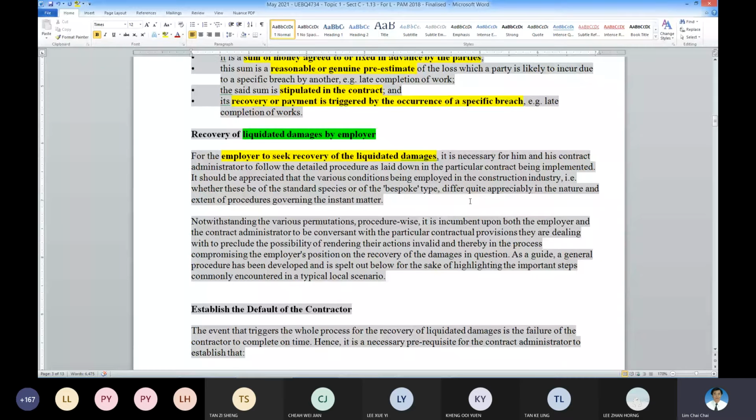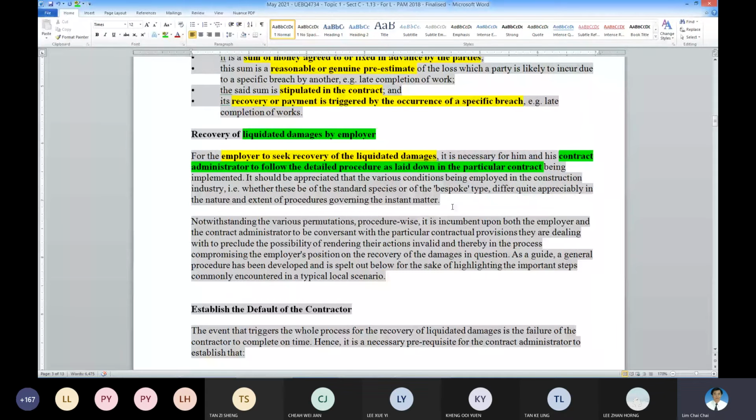The contract administrator is important, and needs to follow the details as laid out in the contract, like in the PAM. What are the procedures to be done correctly? The contract administrator must follow. If not, then the employer may not be able to get that money, whether temporarily or permanently, depending on the situation.